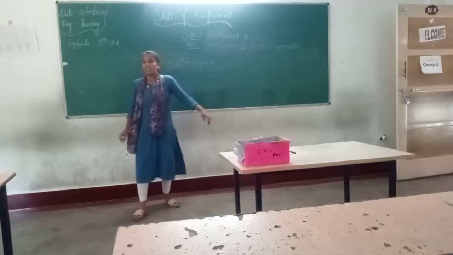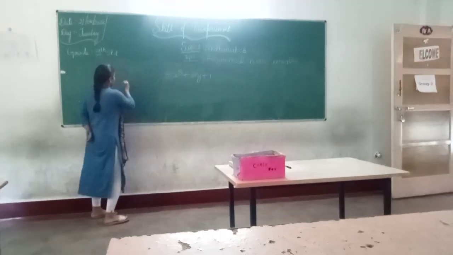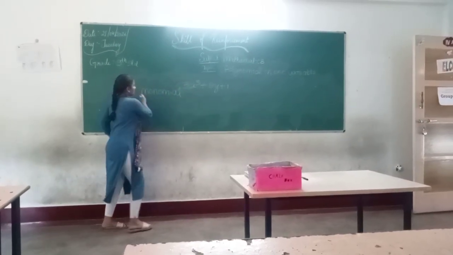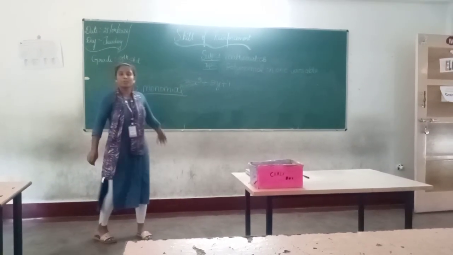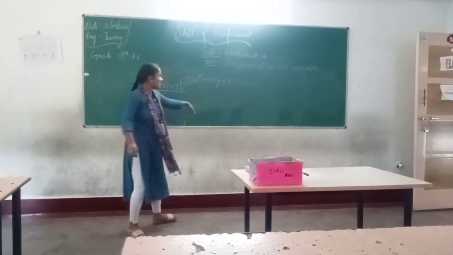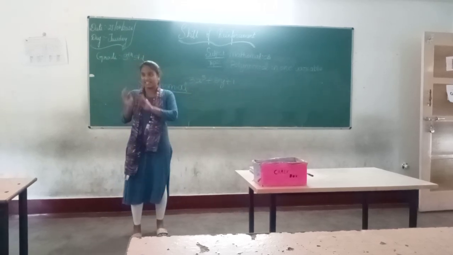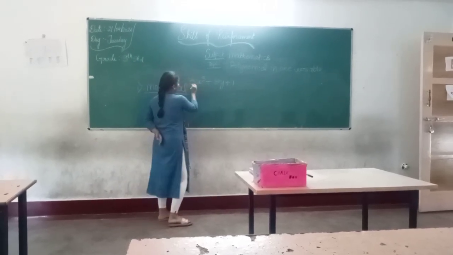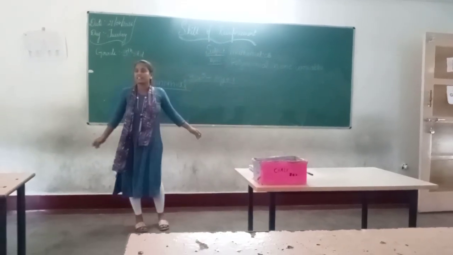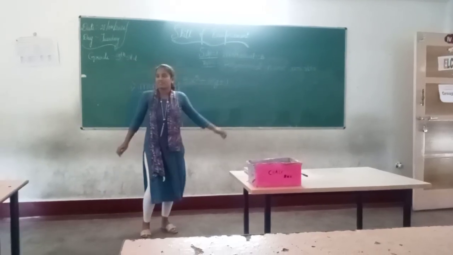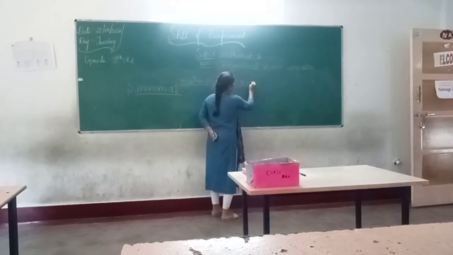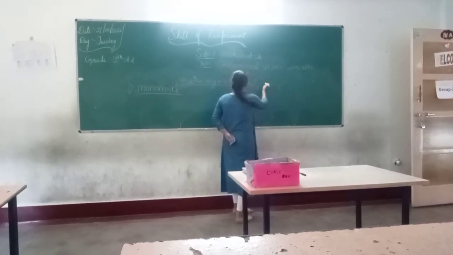There are 3 types of polynomials. First one is monomial. Mono means 1. Polynomial having only one term. Okay? For example, this polynomial. How many terms in this polynomial? 3 terms. What are those? 3x cube, 2y, x.